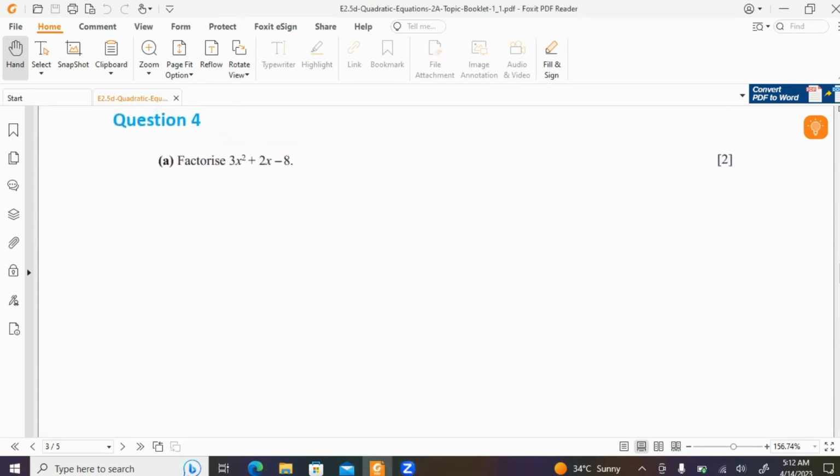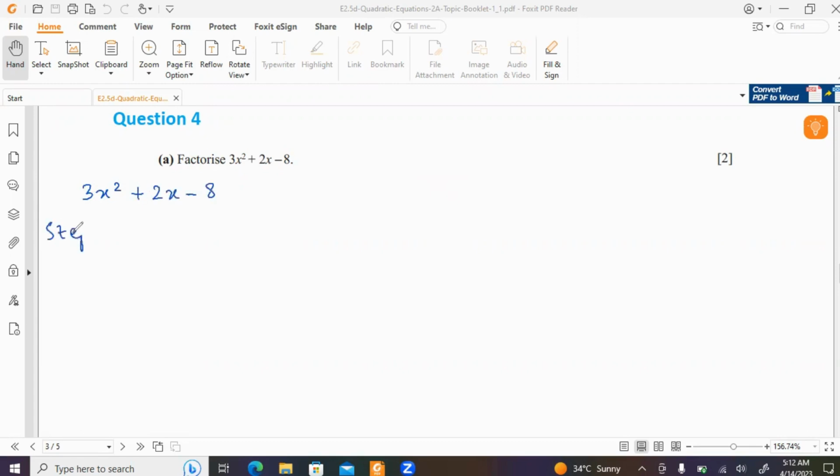Then if you look at question number 4, it says factorize 3x squared plus 2x minus 8. Now, in this case, I'm going to try solving this by factor by grouping, and let's see if we can get the answer for that. If we cannot get the answer from factor by grouping, then we can just use the quadratic formula we did in the previous case. So in factor by grouping, 3x squared plus 2x minus 8.